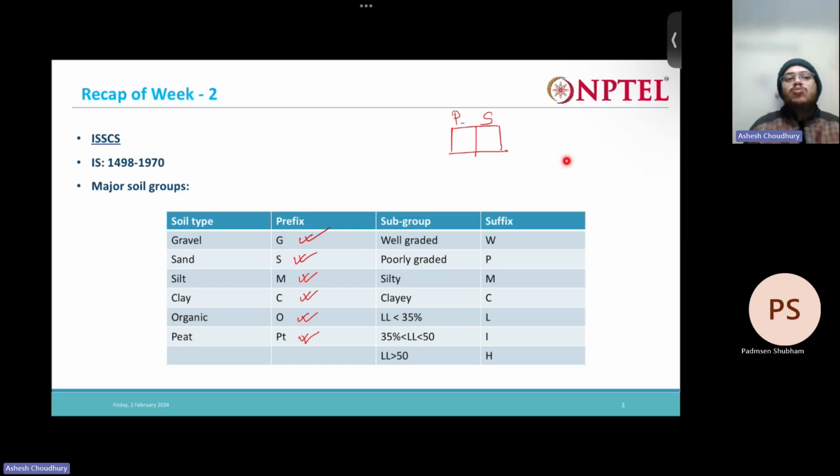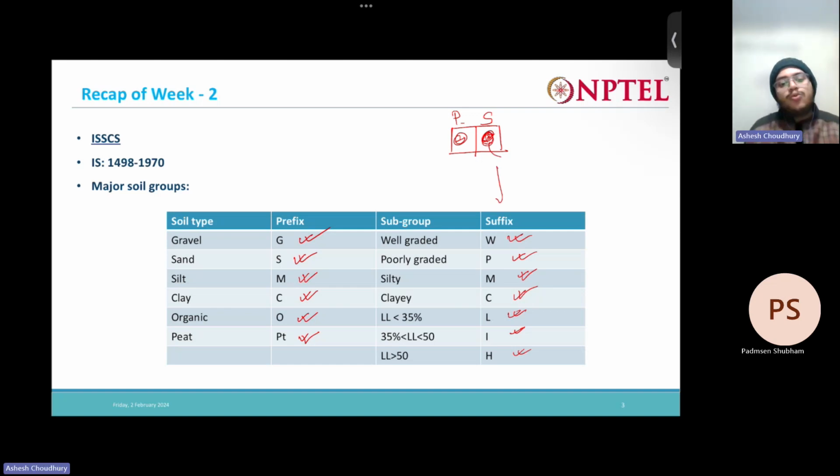That is, they are mostly formed from, say, plant deposits, animal deposits, decomposed, and then those kinds of soil are formed. Now let's come to the suffix. The suffix can be well graded W, poorly graded P, silty M, clayey C, L, I, and H. These can be the possible suffixes that we can have here.